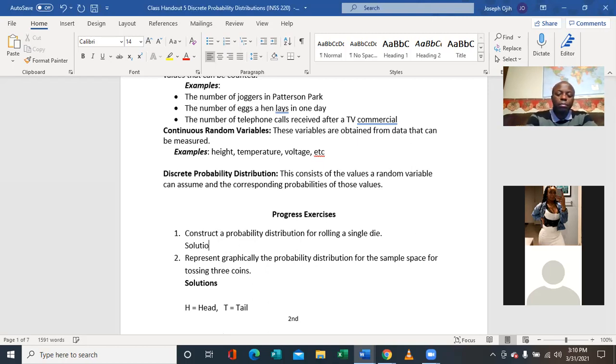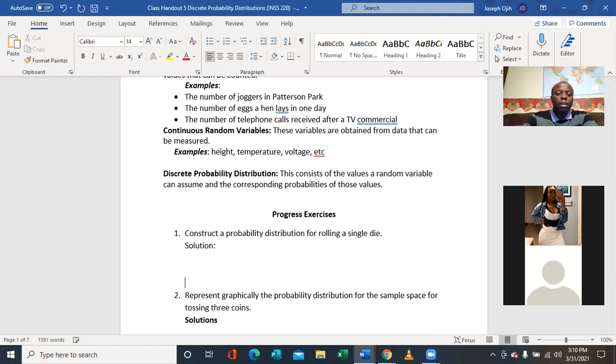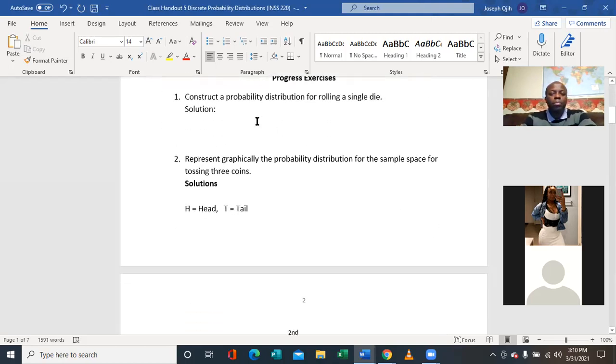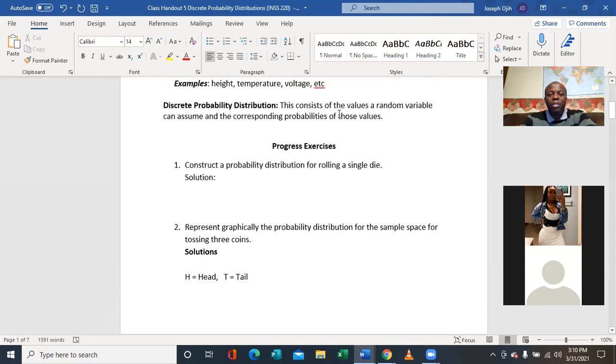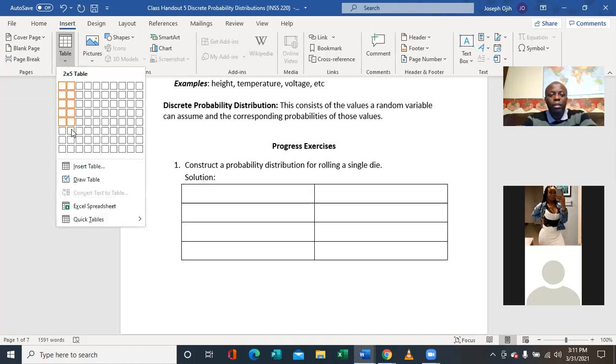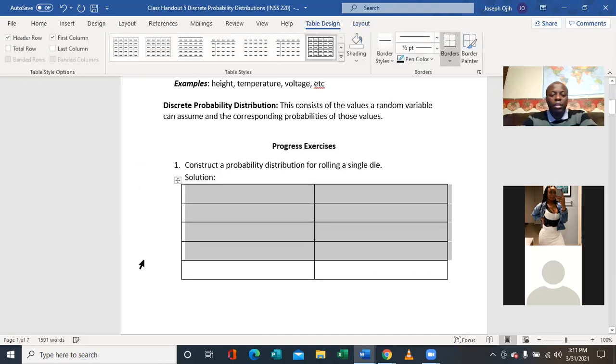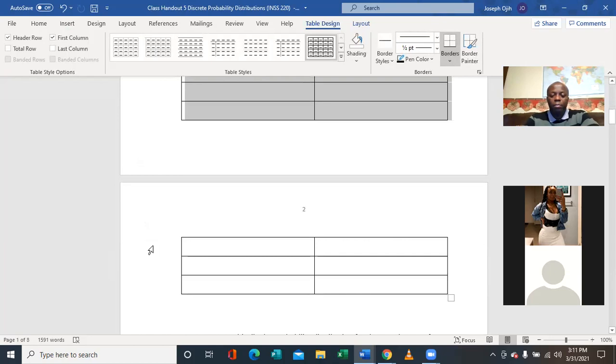The first one is this question: construct the probability distribution for rolling a single dice. Remember that this simply means the values that the random variable can have and their corresponding probabilities. So what we do is put them in the form of a chart. I just like my chart to be in this form.